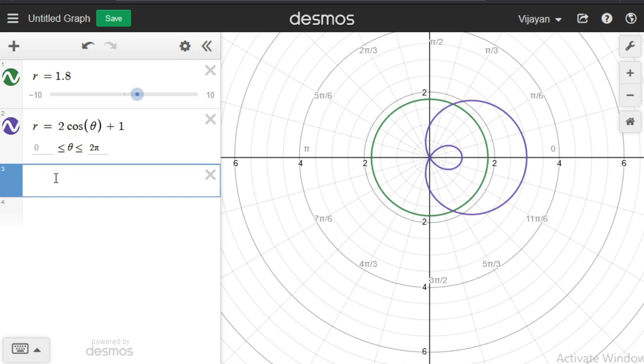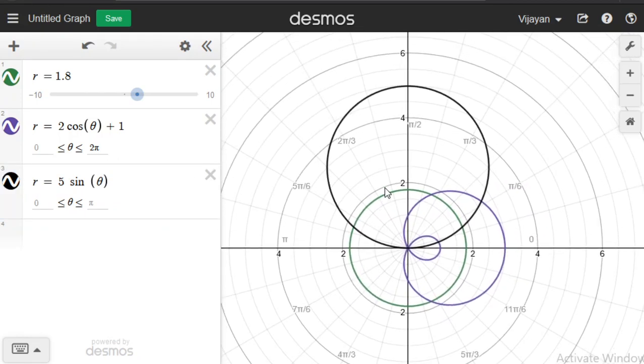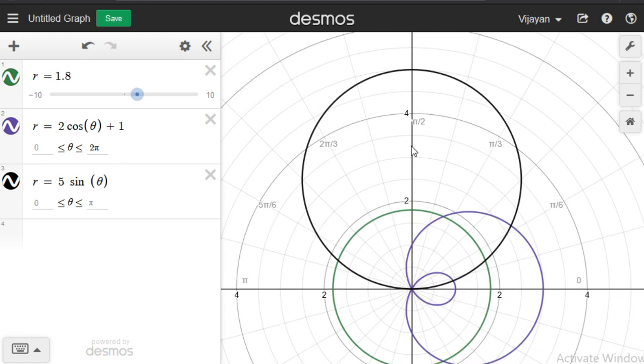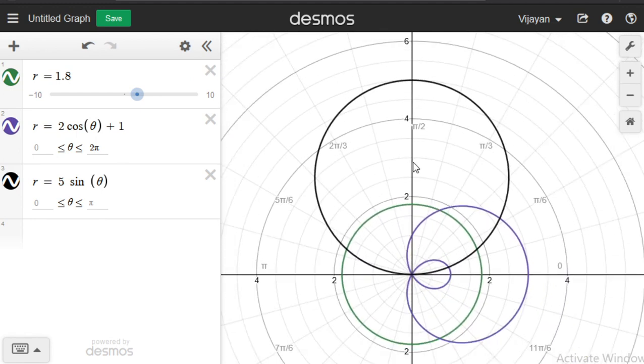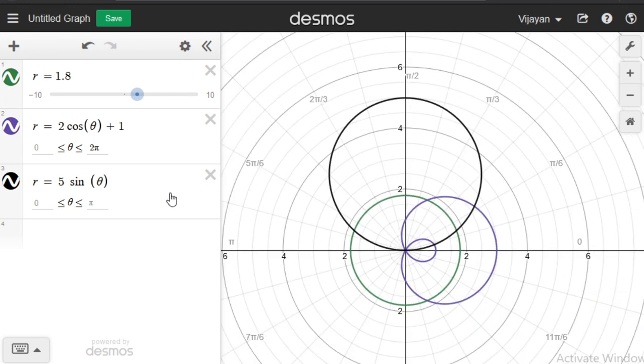Now the next that we will see is r is equal to 5 sin theta. This gives me a circle on the horizontal axis, touching 5. A circle of radius 2.5, it can be said, but I am not actually sure about the radius of this. So r is equal to 5 sin theta.